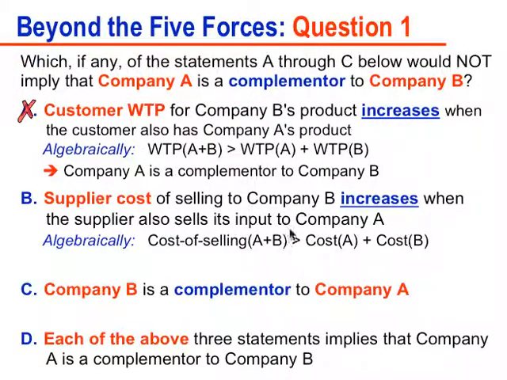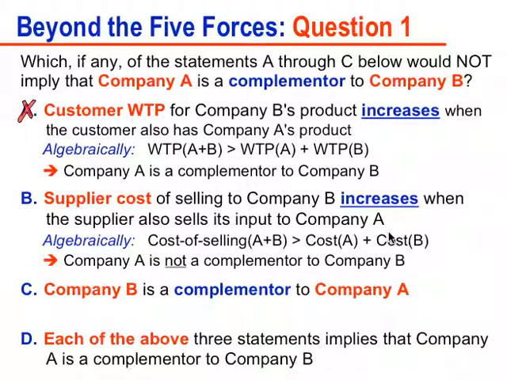Well, that's the opposite of what we said here. If this is true, if the supplier cost of selling to company B increases when the supplier also sells its input to company A, that implies that company A is certainly not a complementor to company B, right? In some sense, it's actually a competitor with respect to suppliers. But it is certainly not a complementor to company B. And so we're getting the hint that this could very well be our answer.